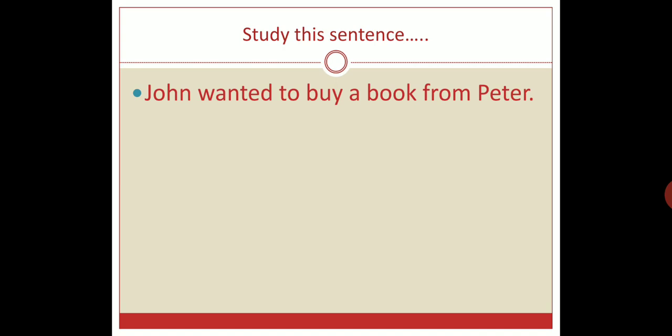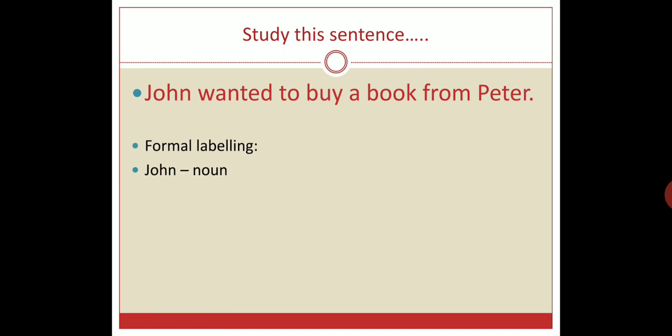John wanted to buy a book from Peter. If you look at the formal labeling in this case, what will it look like? Just take a few seconds to identify the form of each word. Like you must think, what is the form of John? What is the form of wanted? What is the form of to buy, a book, etc.? Done?